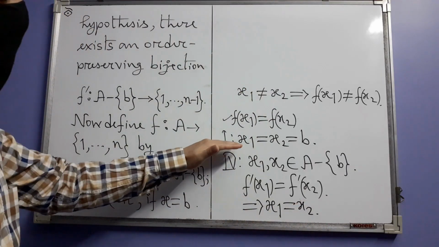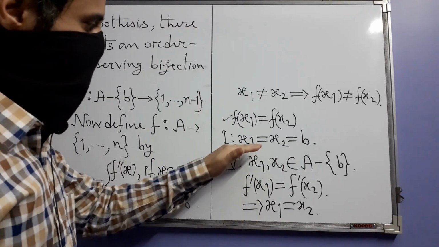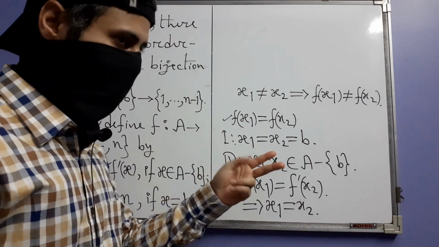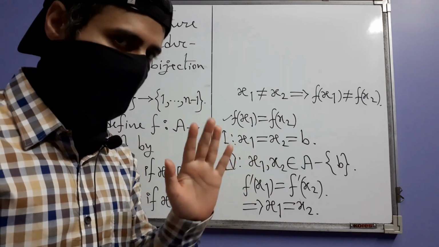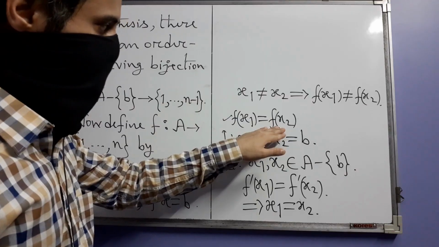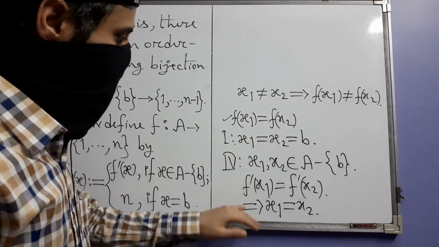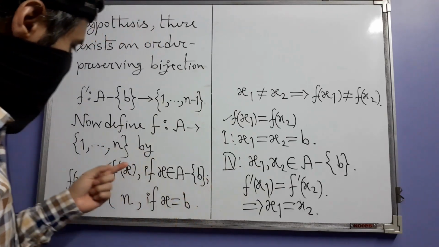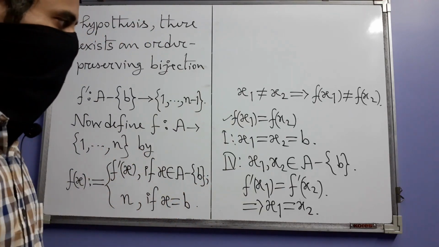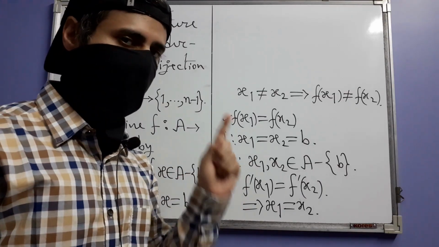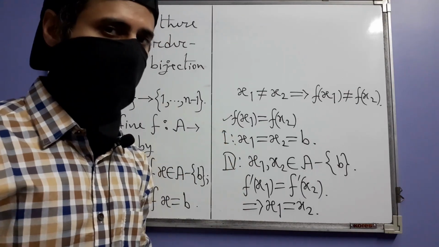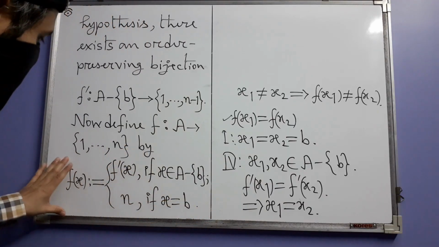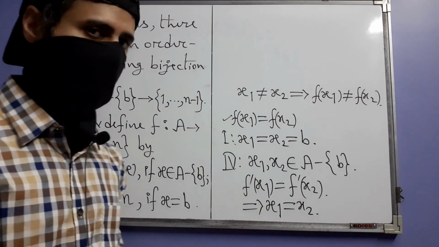So you see that cases 1 and 4 actually do give you x1 equal to x2, and the other two cases are in fact non-cases. So in any case, if this is the equation you start with, then you end up with x1 equal to x2. That is why your f is injective. Similarly, you have to show that f is surjective and it is order preserving. I am not going to do that. Okay. So once you do that, then your thing is over.